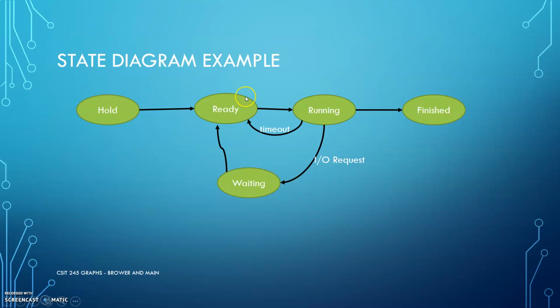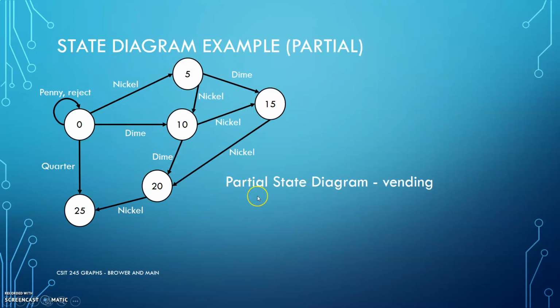So this is a graph. There are nodes here. In this case, these nodes represent states that a process can be in. It can be ready, it can be running, it can be waiting, it can be finished. And then the paths would be how it gets from one state to another. So from ready to running, then running back to ready, ready to running, then it can go from running to waiting, waiting to ready, and then finally finished. This is a partial diagram because the full diagram would be too much.